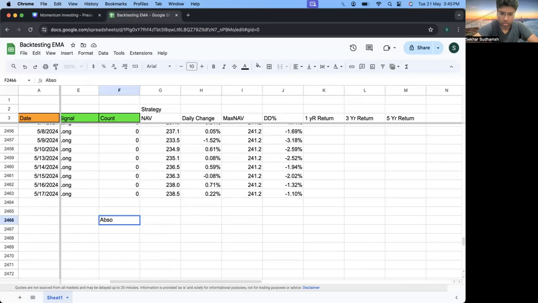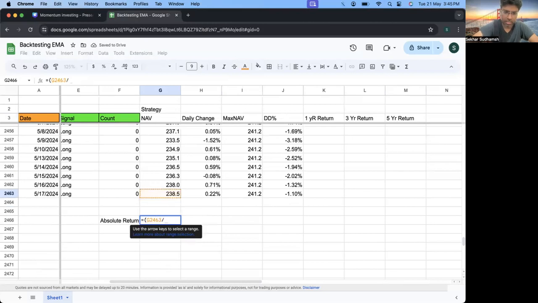Absolute return. Absolute return is nothing but the final price divided by the initial price, minus 1. Let me convert that into a percentage. It is 138.54%. So our strategy gave a return of 138.54%.